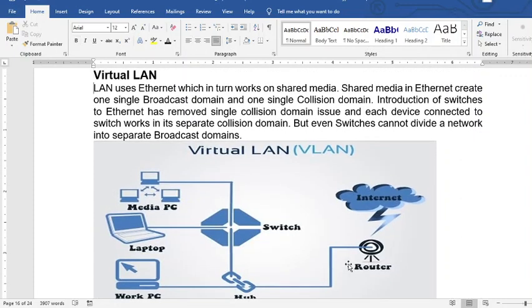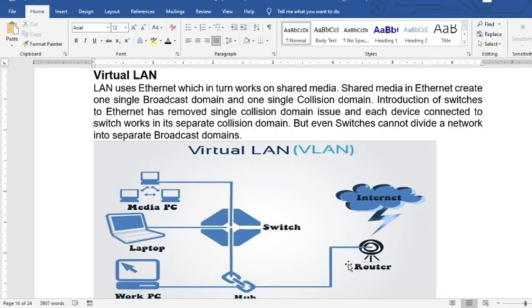The next topic would be the virtual LAN. Please do take note that VLAN simply stands for virtual LAN, meaning virtually connected. There is no simple wire. Ethernet works on a shared media, creating a single broadcast domain and one single collision domain.